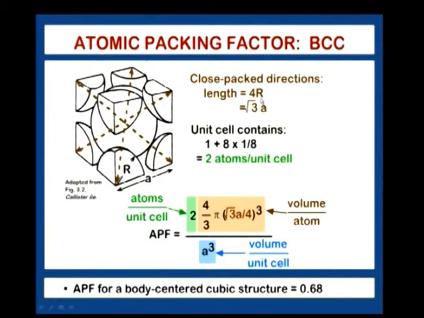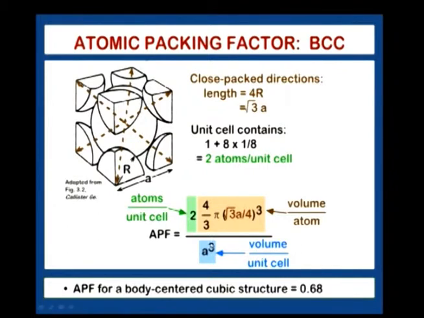Now, in the case of 4 by 3 pi r cube, R will be root 3 by 4 A. Using these two, you find that your R cube will be root 3 by 4 whole cube, that is what you have here. So, the number of atoms is 2 into 4 by 3 pi into root 3 by 4 into A to the power of 3, that gives the volume occupied by the 2 atoms. Now, what is volume of cell? That is same A cube. So, you are substituting A cube here.